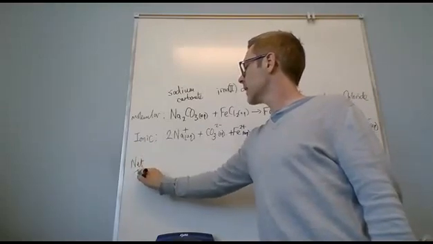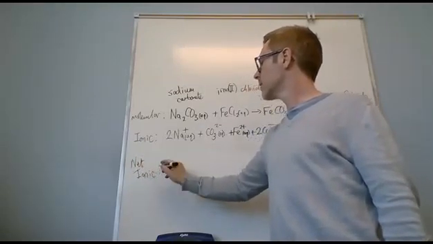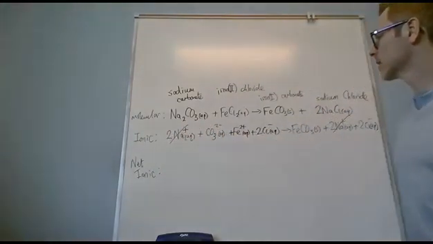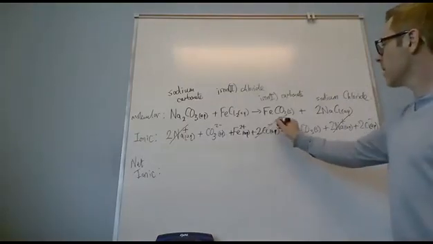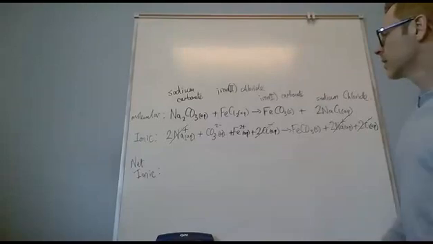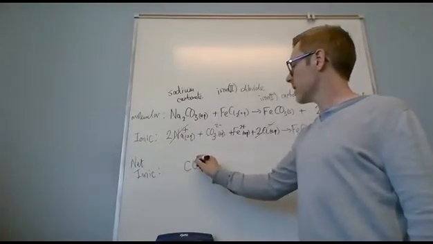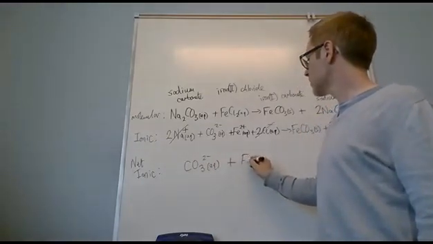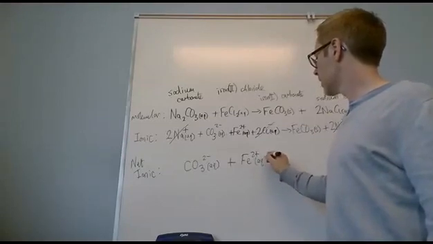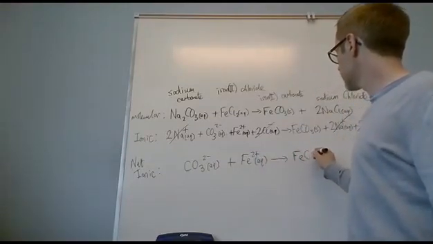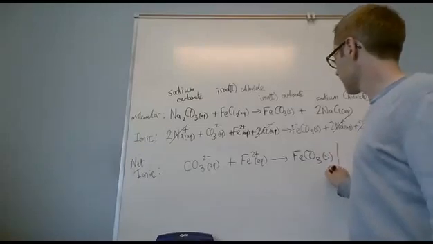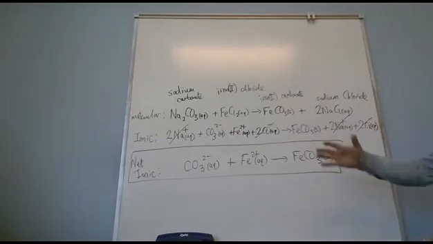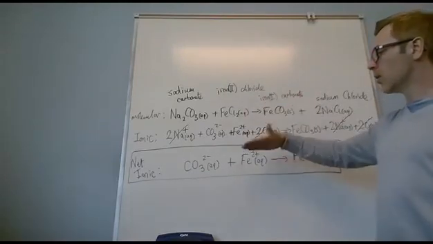To get the net ionic, I have to cancel spectator ions, anything that looks identical. So you have sodium on each side, you have 2 Cl minuses on each side. So what remains is carbonate and iron 2, giving iron 2 carbonate. Much more simple than this, and this is the only thing that's important.